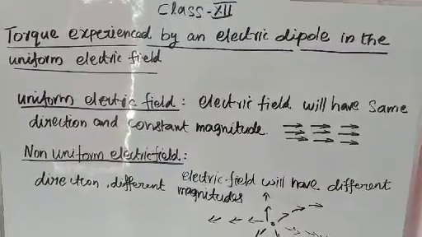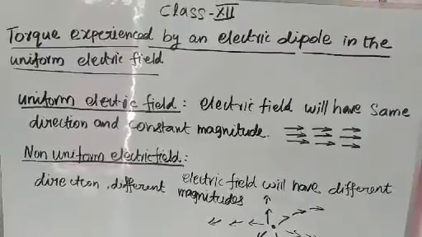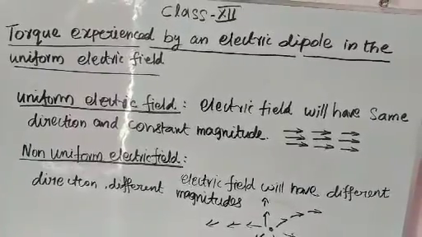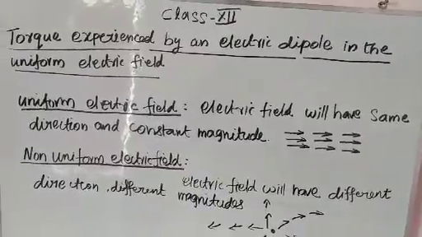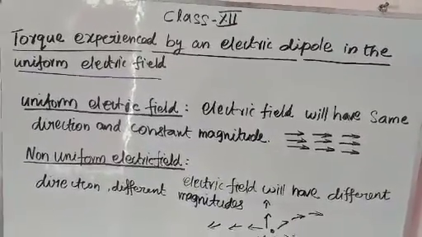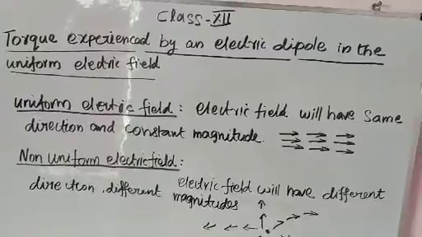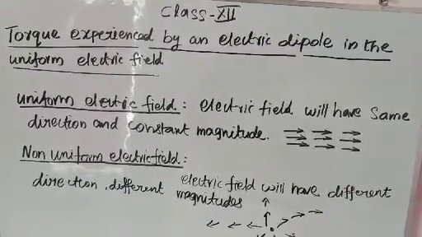So already we discussed electric field. The force experienced by a positive charge kept at that point is called electric field E. It is a vector quantity. It has both magnitude and direction.